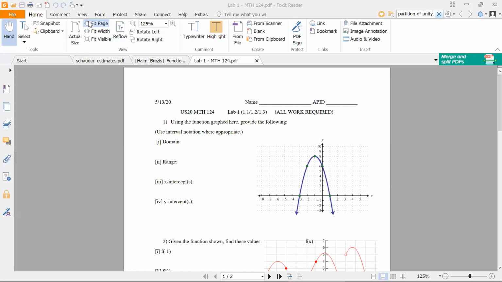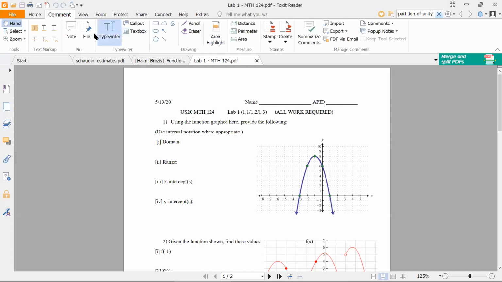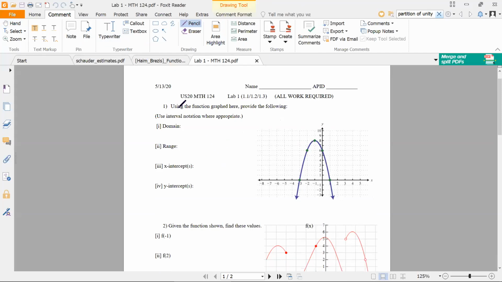So for question 1, you can see that they asked you to find, using the graph here, the following information. You can see the graph right here. So first, you need to know what is the domain, and next, what is the range, and what are the x-intercept and y-intercept? So how do you find this?